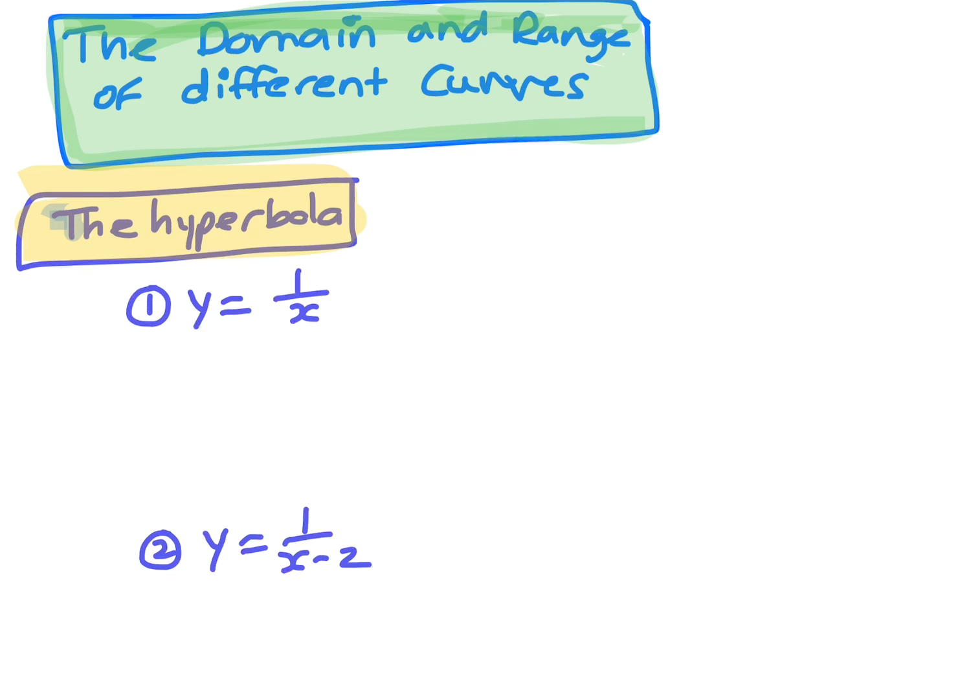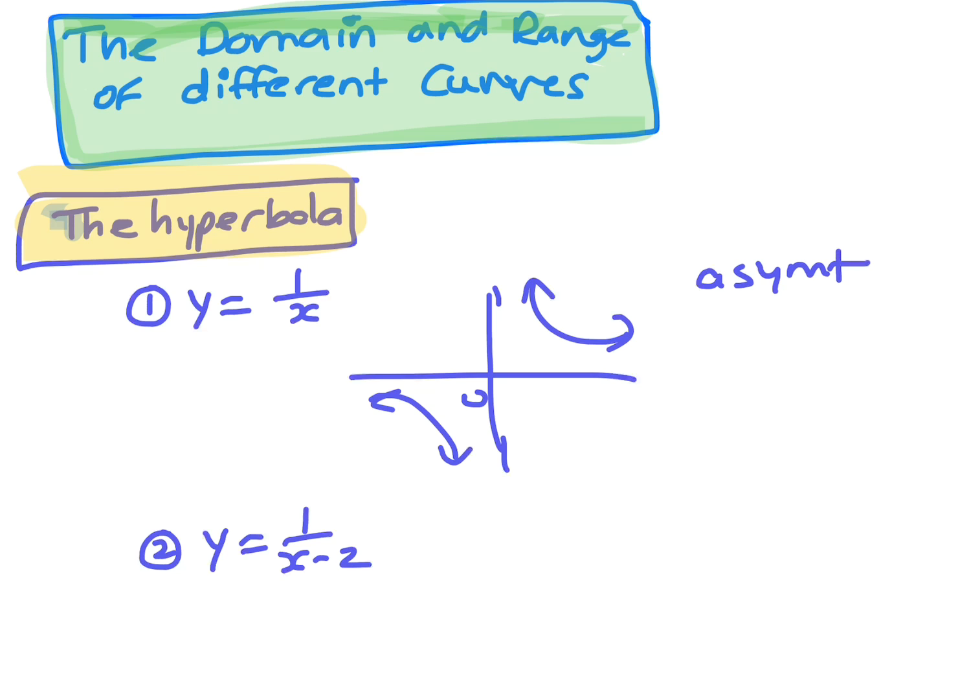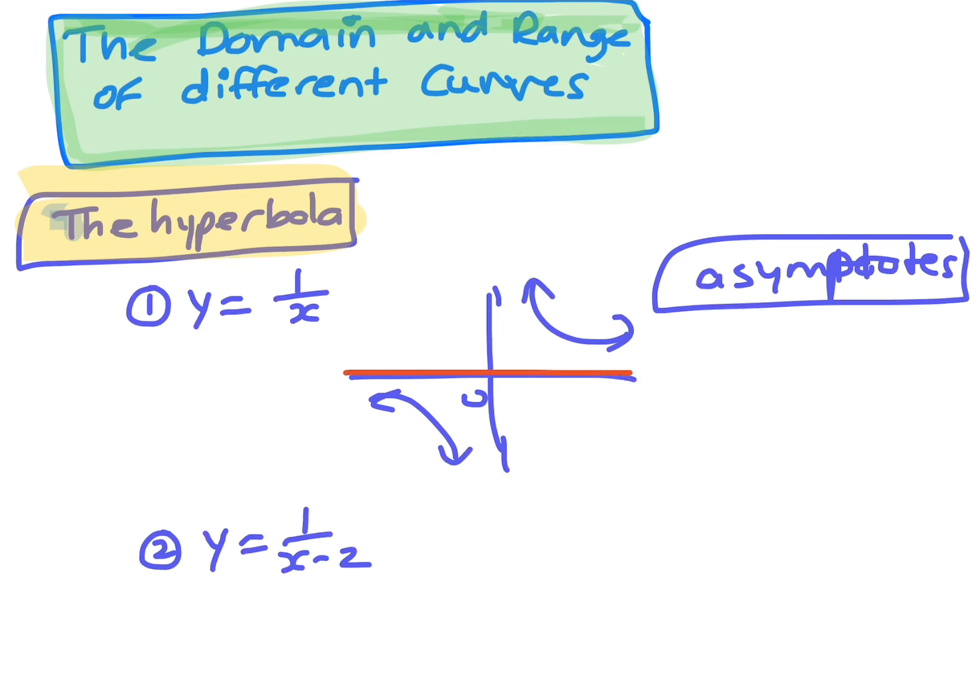Okay, looking at the domain and range, whenever you find the domain and range, the best way to look at it is probably to look at the sketch of it. So the hyperbola basically looks like this. Its asymptotes are the lines that the curve gets closer and closer to but never actually cuts. So one of them's the x-axis and the other one's the y-axis. So x equals 0 is one asymptote, y equals 0 is another.